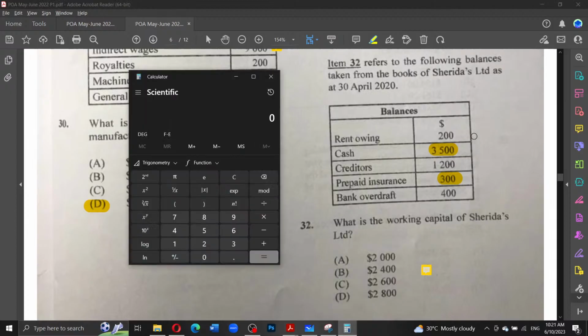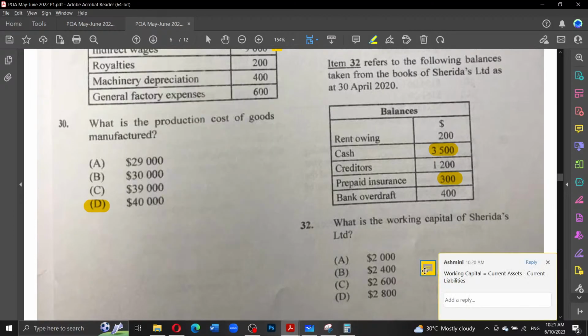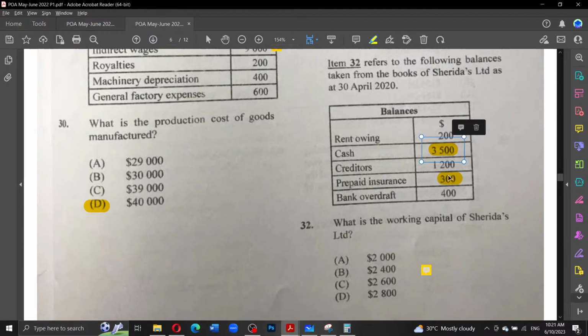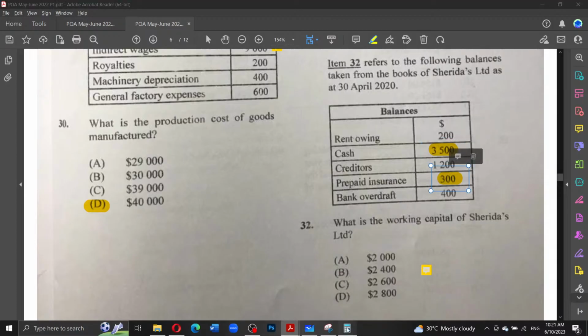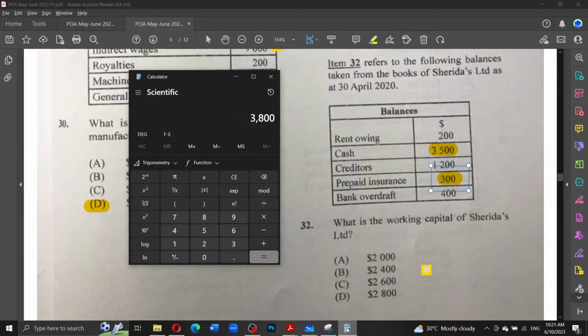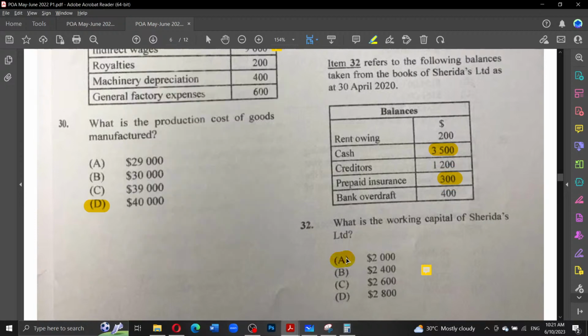So let's add the current assets. Following the formula, it's current assets minus current liabilities. So current assets, we have 3,500 plus 300, that is 3,800, minus 200 plus 1,200, 1,400, plus 400, 1,800, and the answer is $2,000.